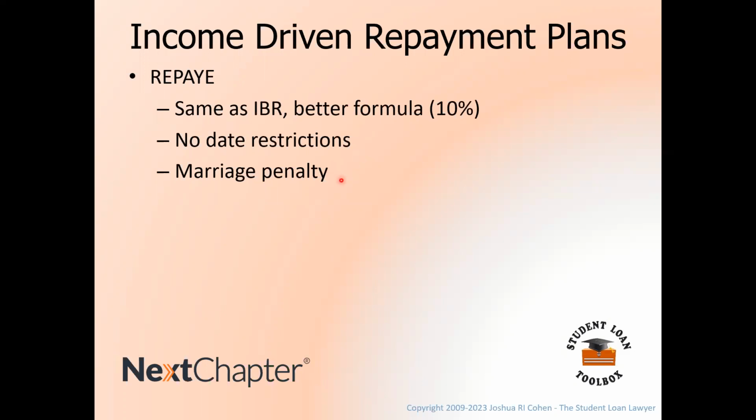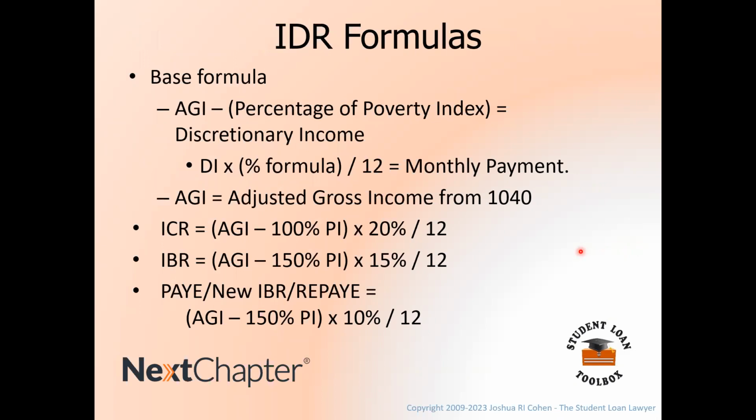With all of the plans, it is based on adjusted gross income. In fact, let's get into this one. The formula starts with adjusted gross income, AGI, adjusted gross income from the 1040. All right. Now, if the borrower is single, then it's just their AGI. If the borrower is married, then it's a question of, do they file married filing separate or married filing jointly? If they file jointly, then their joint AGI gets used. If they file separately, then their separate AGI is used. So if only the husband has loans and files separately, then we use just the husband's income, except for Repaye. When it comes to Repaye, they still use both spouses' income.